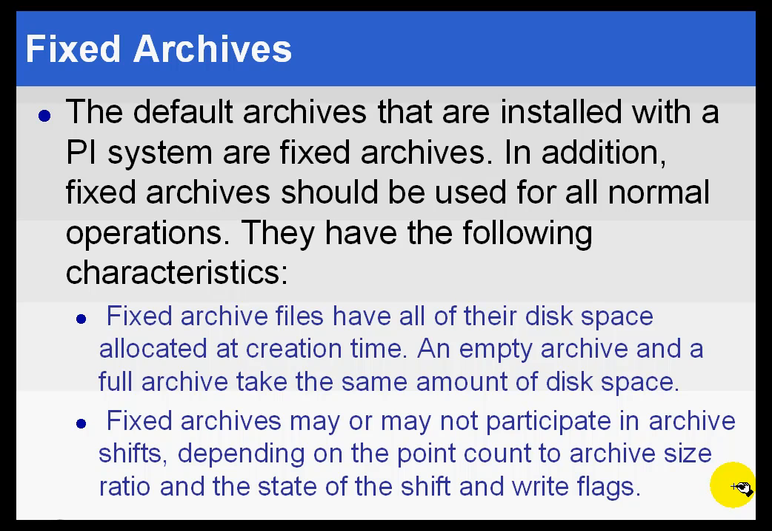The basic archive type in PI is a fixed archive type. The default archives that we create during installation are fixed, and we do recommend them for just about all normal operations. So what is a fixed archive?